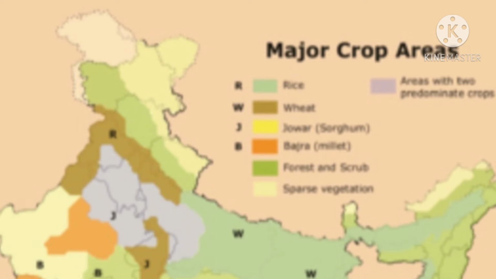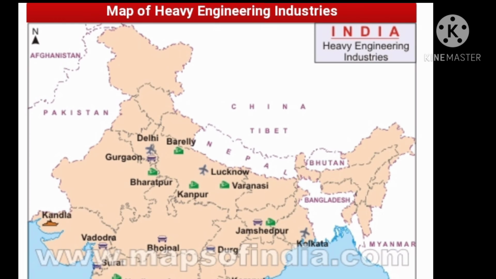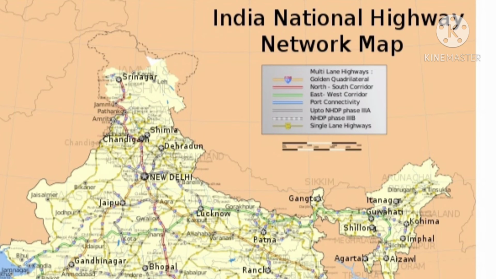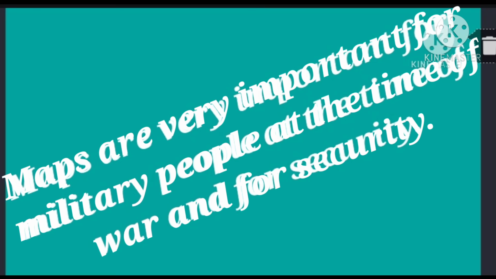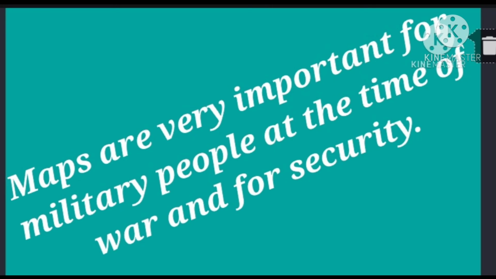Now in these maps you can see, children, major crop areas, then the major engineering industries and also roadways. Such kind of maps are very useful for us. Maps are also very important for the military people. They'll be in different locations at different times. So if they have the maps, they can easily locate their places and come back to their places, isn't it? So maps are very important for military people at the time of war and for security.